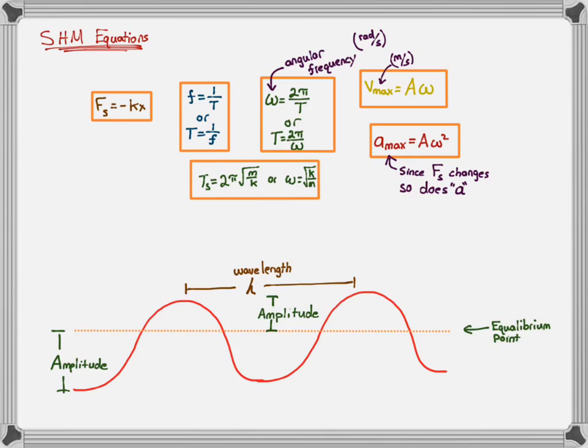Usually we assume that a spring is massless. If we simplify this, we can also say that the angular frequency is equal to the square root of k over m. And that particular equation is a combination of two.